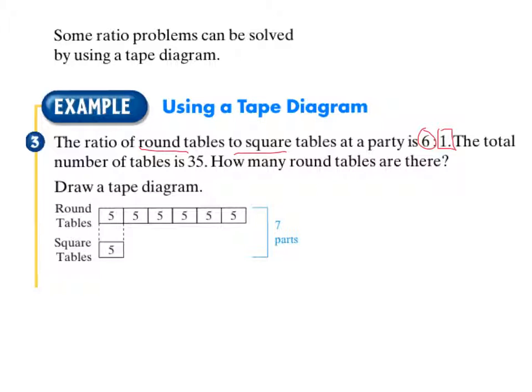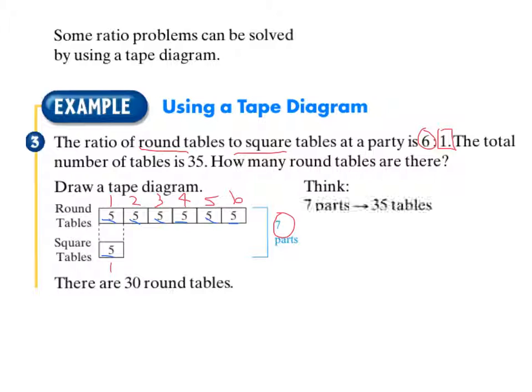So we know there are 6 round tables, so 1, 2, 3, 4, 5, 6, and 1 square table. That gets us our total, so that tells us that there are 7 tables total. Or 7 parts, I'm sorry, because with the 6 and the 1, that gives us 7 parts. And the total number of tables is 35. So that lets us know that there are 30 round tables, because if we have 35 total tables, to split that into 7 pieces leaves us with 5 in each box. And then 5 times 6 gets us to 30.